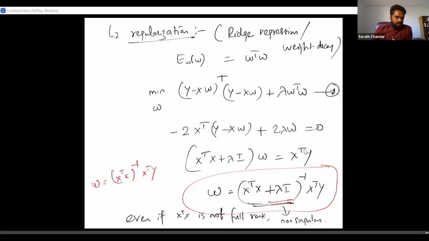I think we're running out of time, so I will stop here and discuss more about regularization in the next lecture. The reason I introduced this is so that you can start working on your assignments. Your assignments expect you to know ridge regression, but we will discuss more about L2 regularization and also L1 regularization in the next lecture.